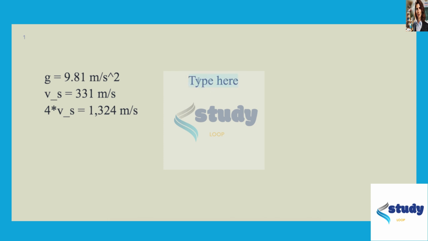So we know that acceleration is just the change in velocity divided by time. Our initial velocity, in this case, is 0 since we're starting from rest. And our final velocity is going to be 4 times the speed of sound. We know any change in anything is always final minus initial. So we have 1,324 minus 0 divided by t.